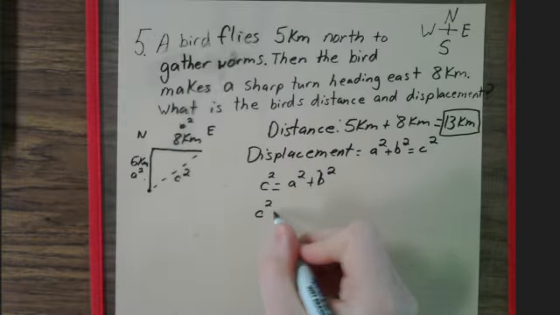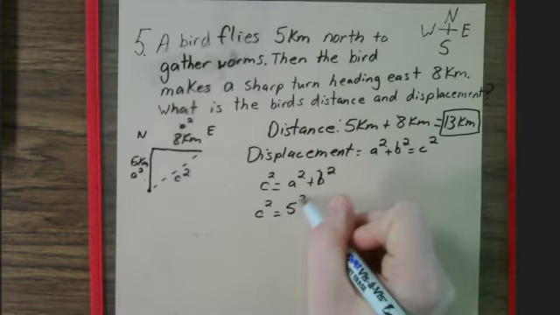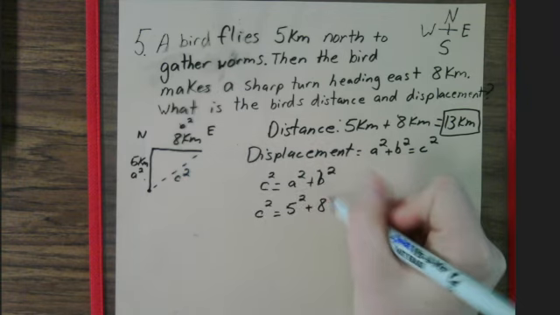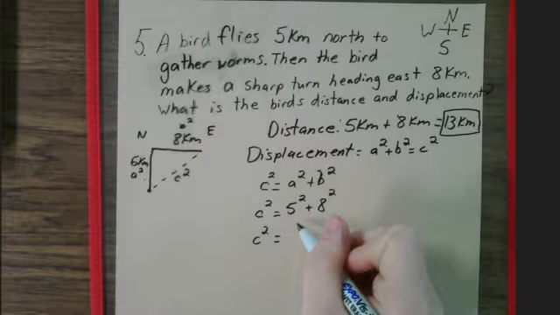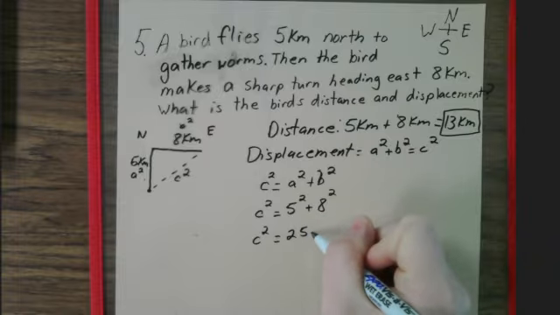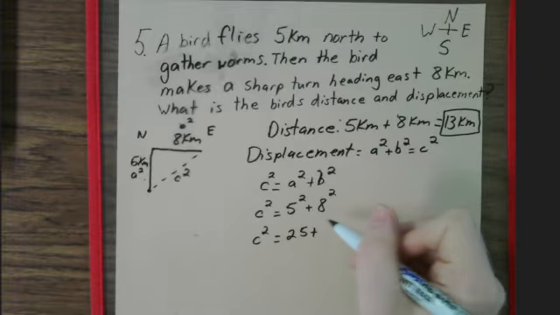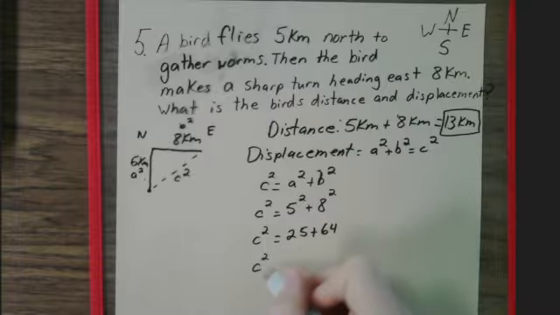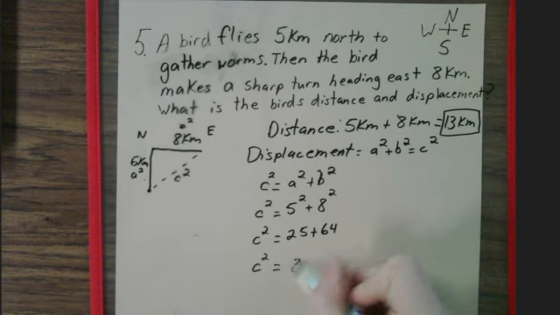Okay, so c squared, I'm just going to say this side is a, the 5 kilometers, 5 squared. And this side is b, the 8 kilometers. Now that we have those, we're going to figure them out. 5 squared, or in other words, 5 times 5, is equal to 25, plus our 8 squared, which is the same as 8 times 8, which is 64. We're going to keep dropping this down. 25 plus 64 is equal to 89.